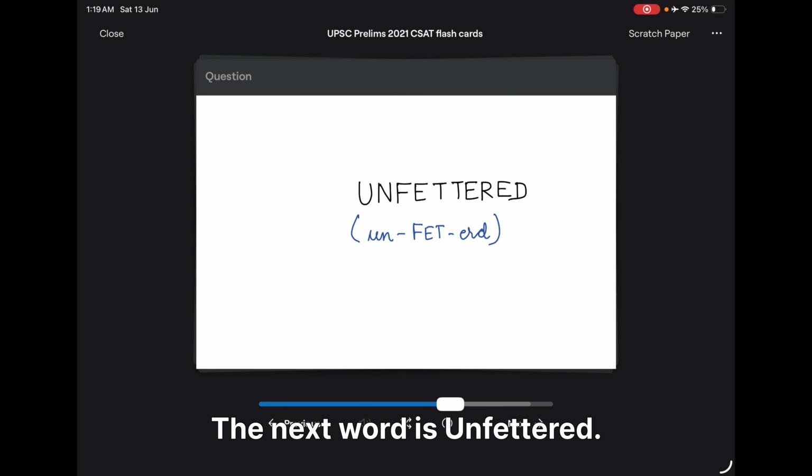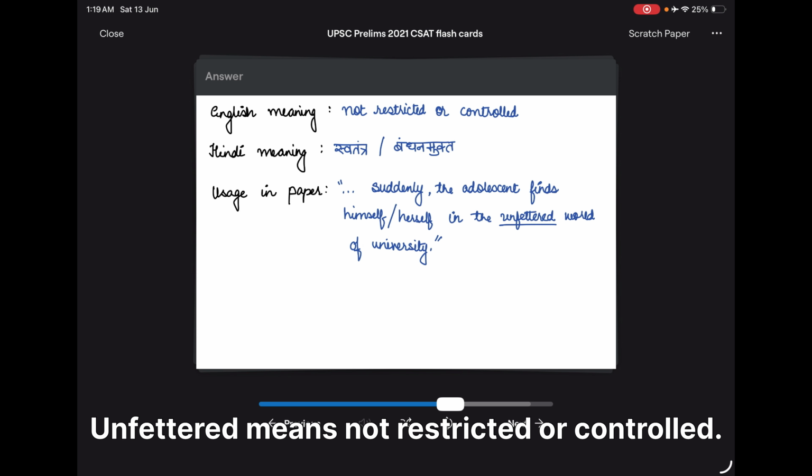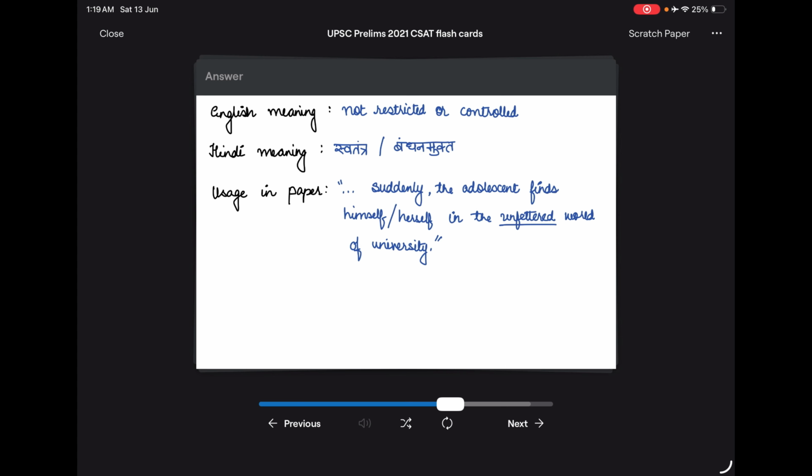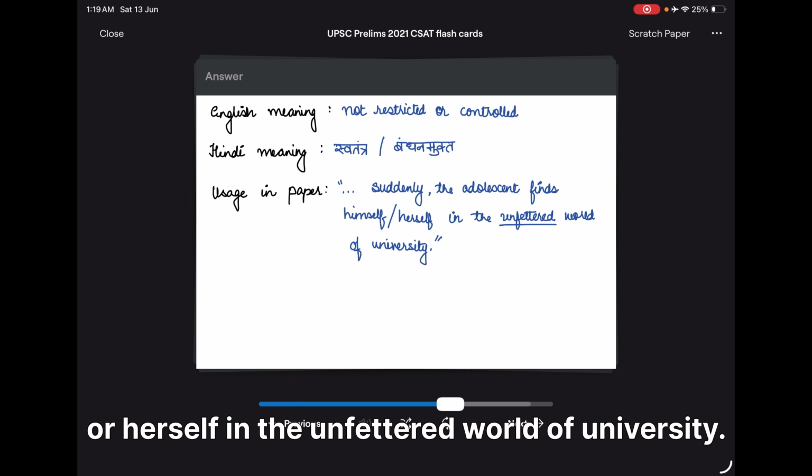The next word is unfettered. Unfettered means not restricted or controlled. हिंदी में इसका अर्थ है स्वतंत्र या बंधन मुक्त. In the paper, it was used as suddenly the adolescent finds himself or herself in the unfettered world of university.